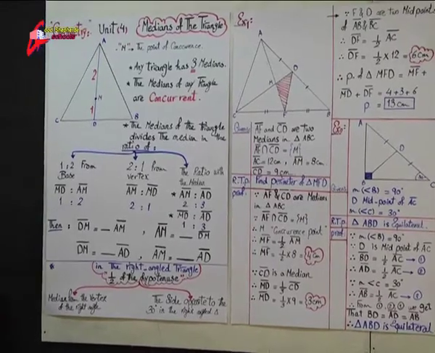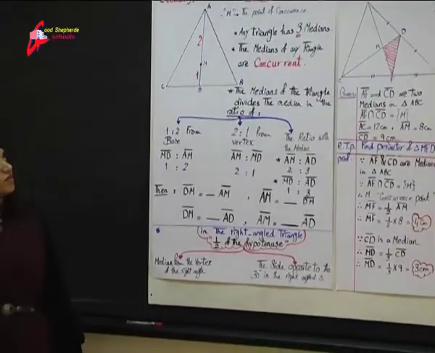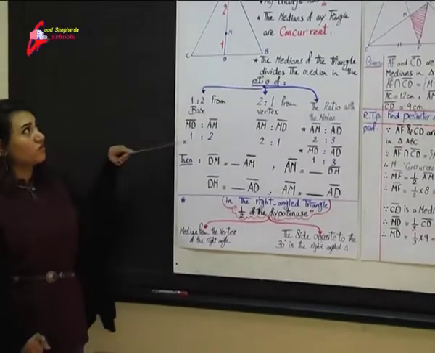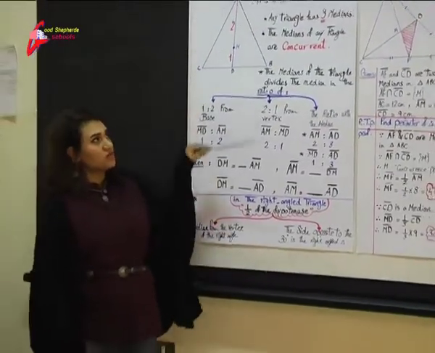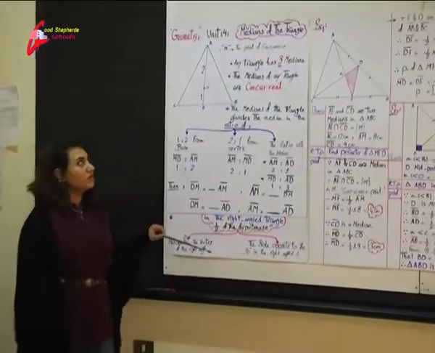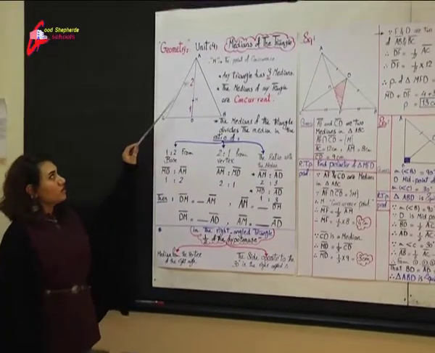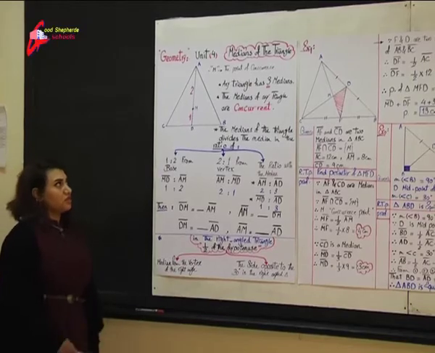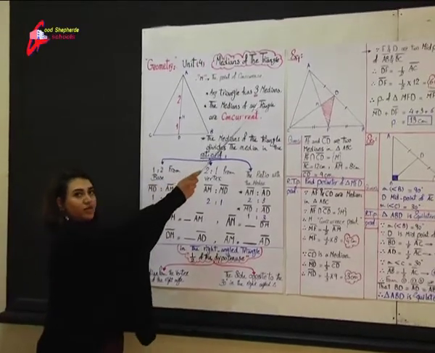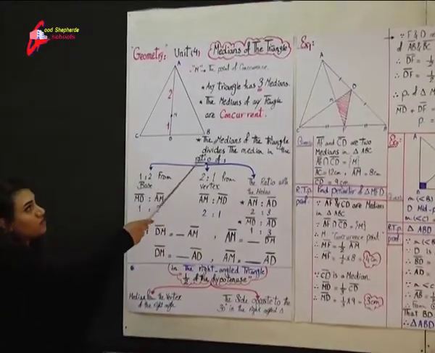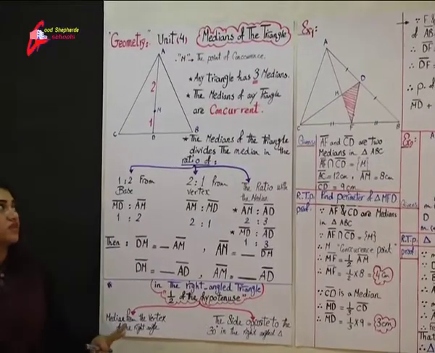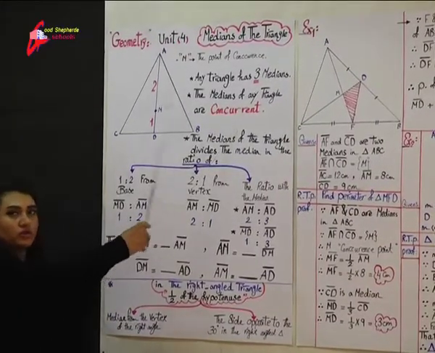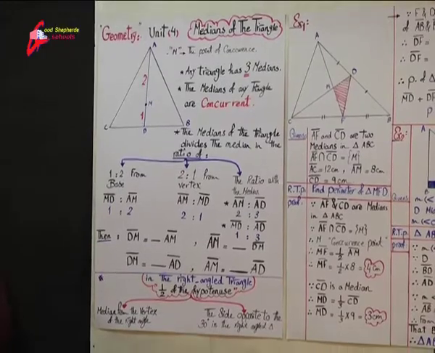Hello, Prep 2. Here's the geometry part, and I'll start with Unit 4. It's talking about medians and the isosceles triangle. The medians in any triangle you have: any triangle has 3 medians. And the 3 medians of the triangle are concurrent.